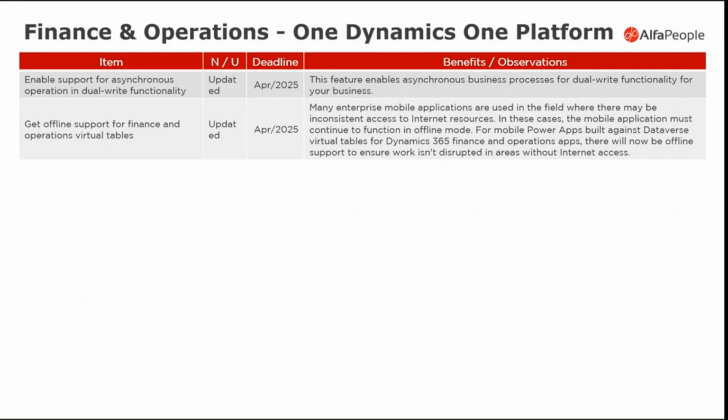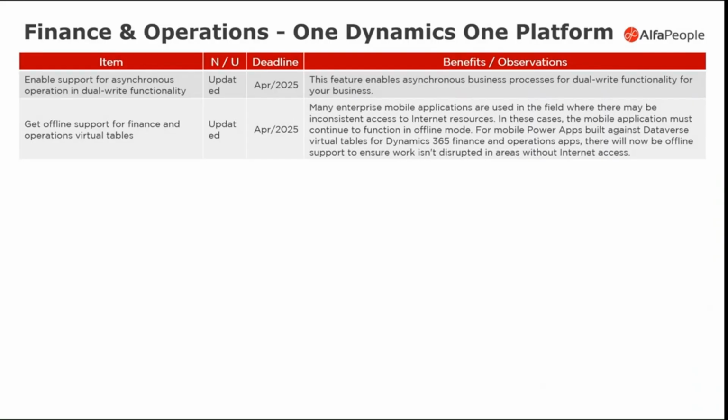Moving on to the next slide. First one we have here, enable support for synchronous operation in dual write functionality. So this update introduces synchronous support for dual write. It helps improve reliability and performance by allowing data to sync in the background, especially useful for more complex or high volume processes. So a small change, but one that makes a noticeable difference in day-to-day operations.